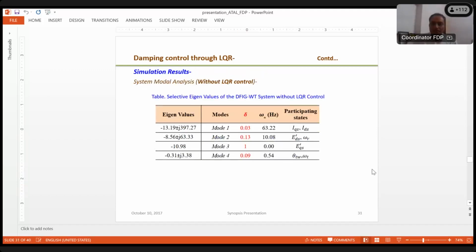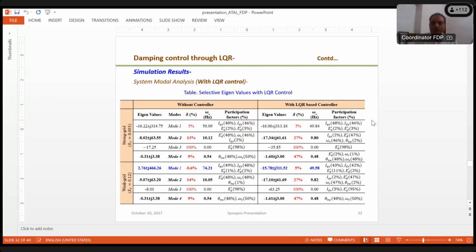Here are the states with respect to the addition of LQR. Without LQR, when there was no LQR control, the damping factors delta were 0.03, 0.13, then 0.09. So definitely if we add the LQR control, these delta values must improve, and only then is there a benefit of the LQR. That's why the eigenvalue analysis, or modal analysis, has again been made with the LQR control, or linear quadratic regulator control.